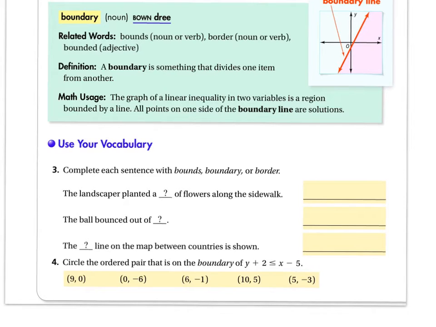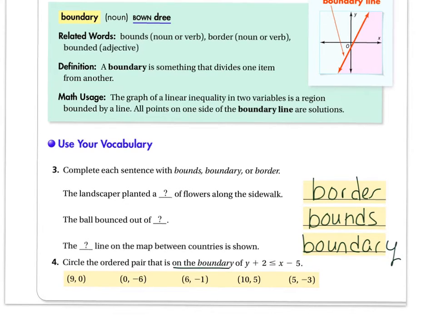Complete each sentence, and we're going to use bounds, boundary, or border. The landscaper planted a border of flowers along the sidewalk. The ball bounced out of bounds. The boundary line on the map between the countries is shown. And in the final question, we are to circle the ordered pair that is on the boundary.